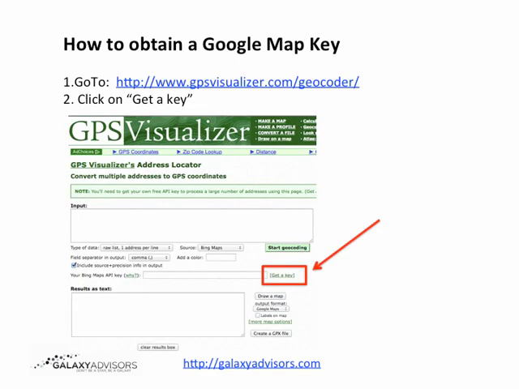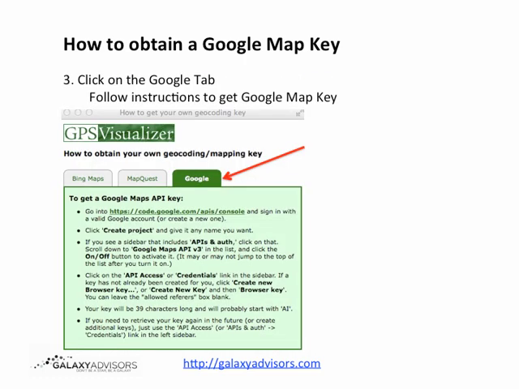So how do you obtain a Google Map key? First step is to go to the GPS Visualizer site, and then in the middle of the page on the right, click Get a Key that I've highlighted here in red. Then a new tab is going to open, and click on the Google tab, and then we're going to follow the instructions here to get a Google Map key.